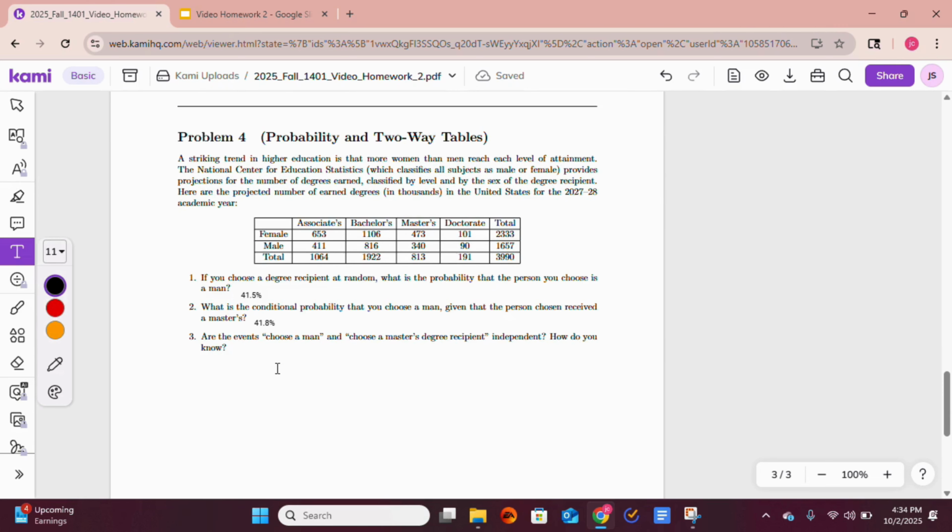Now, 3 asks us, are the events choose a man and choose a master's degree recipient independent? How do you know? 2 events are independent if knowing one doesn't change the probability of the other. So if the probability of being a man overall is the same probability of being a man given that you are in the master's category, then they're independent. So if we compare the 2 probabilities we found, which is 41.5 and 41.8, they are pretty close to identical. This would make them approximately independent.